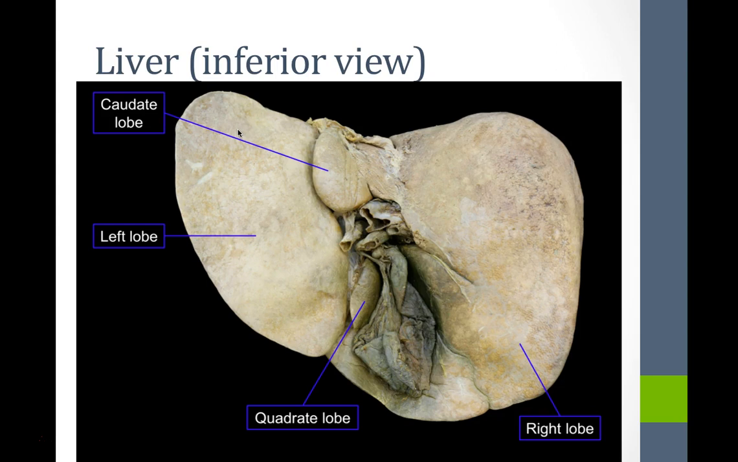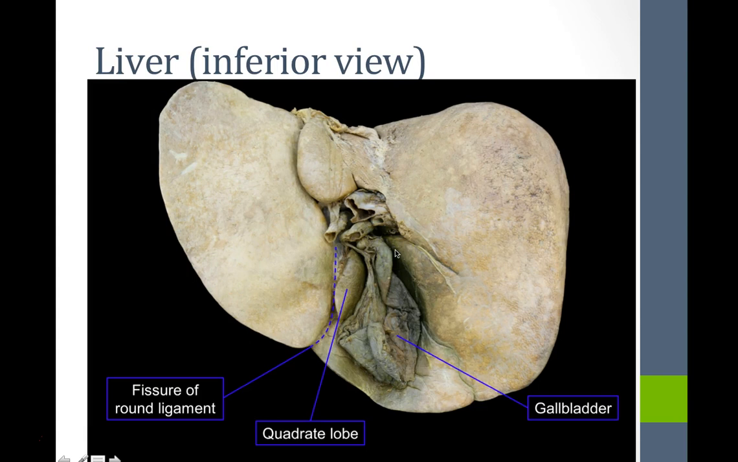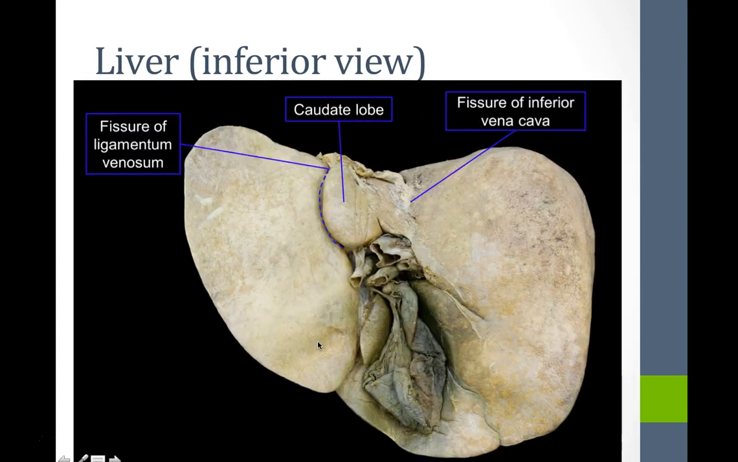So this is a cadaveric view of the inferior aspect of the liver. We see the right lobe on the right, left lobe on the left, caudate lobe posteriorly, and your quadrate lobe. This is kind of a little bit small compared to some of the cadaveric ones we'll see in the lab. This is your quadrate lobe, and then this tissue here is your gallbladder. And then over here we would see the fissure of your round ligament that we just discussed as well.